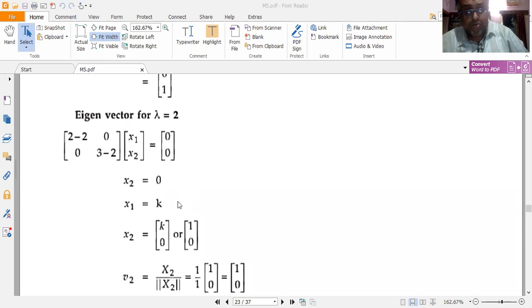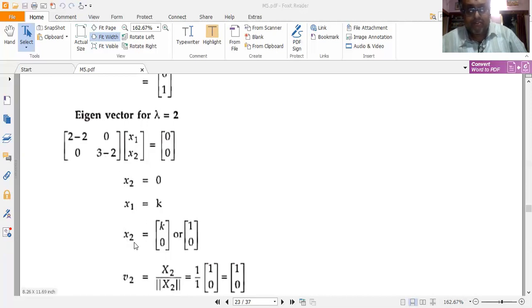But how to choose that x1 is equal to k? Here I have 0 into x1 plus 0 into x2, right? So that's why choose x1 be equal to k. Here I have got 0 x1 plus 1 into x2. So since the coefficients of both x1 and x2 are 0 for the first case, I shall choose x1 is equal to k. Here 0 into x1 plus 1 into x2 I have, so let me choose x2 is equal to 0. So x1 is equal to k.